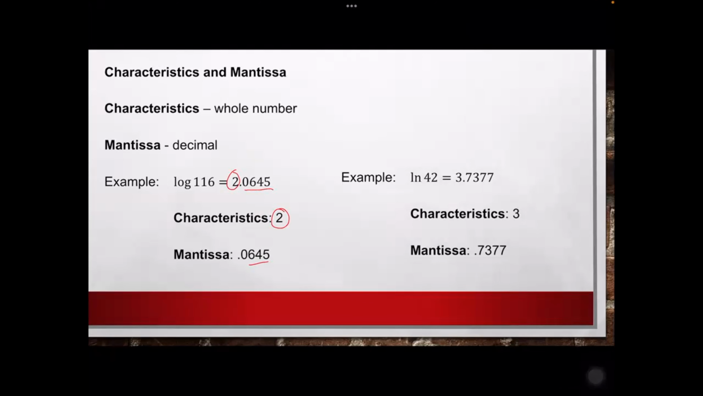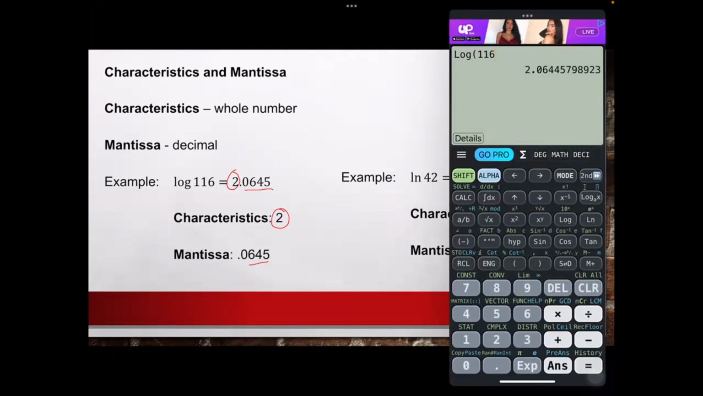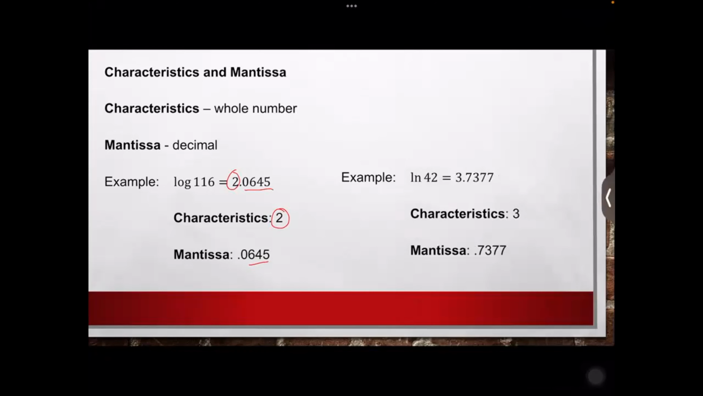The next example is ln 42. When we press ln 42 on the calculator, you just press ln, then 42. Up to 4 decimal places again, rounded off. So, 3.7376, and we round up. This will be 3.7377. So, the characteristic is 3 and the mantissa is 0.7377.